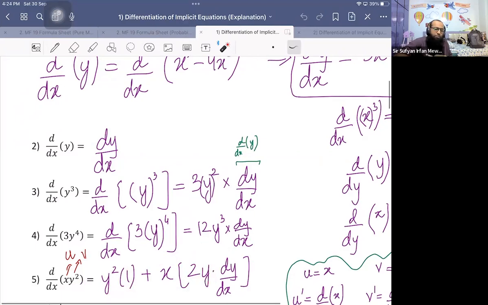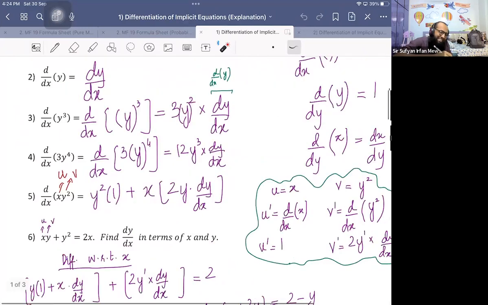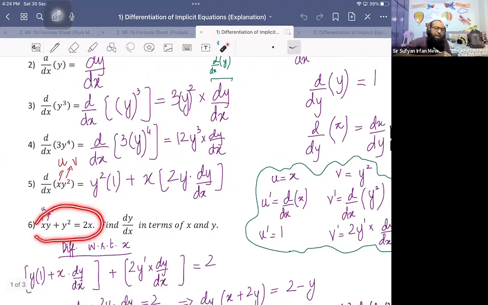So that is the application of product rule. Then this is a particular example that we have to look at, because of which I was trying to build up the foundations up till now.